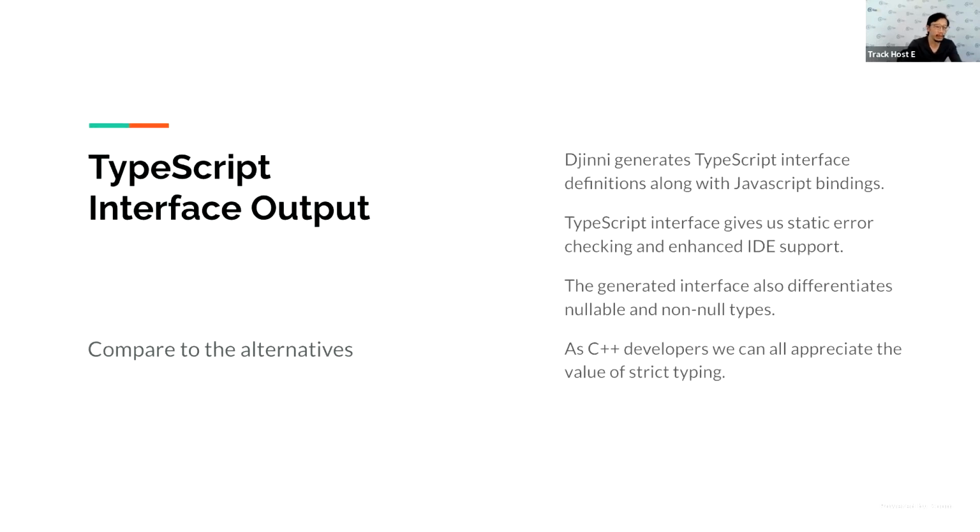Another big reason is that we generate TypeScript interface output. The other tools only support JavaScript, but we generate very type-rich type definitions for TypeScript. It gives us static error checking in the IDE and very nice syntax completion in IDEs such as Visual Studio Code. The generated interfaces differentiate nullable and non-null types, so you're less likely to make mistakes.